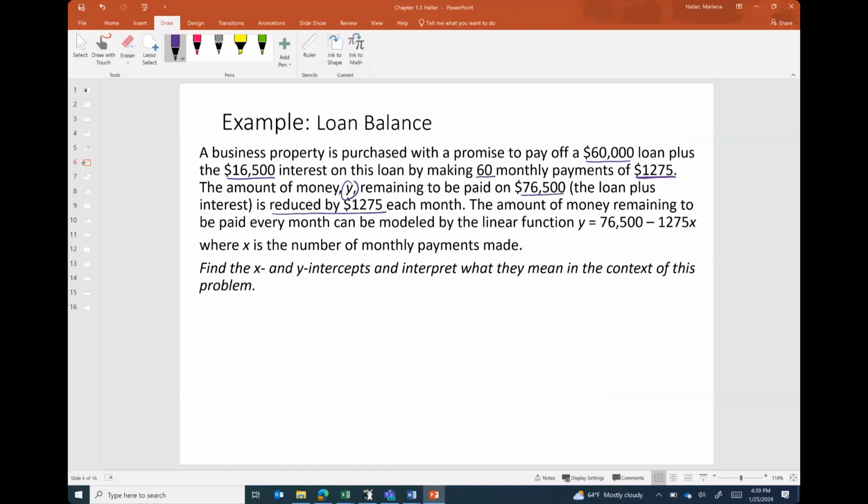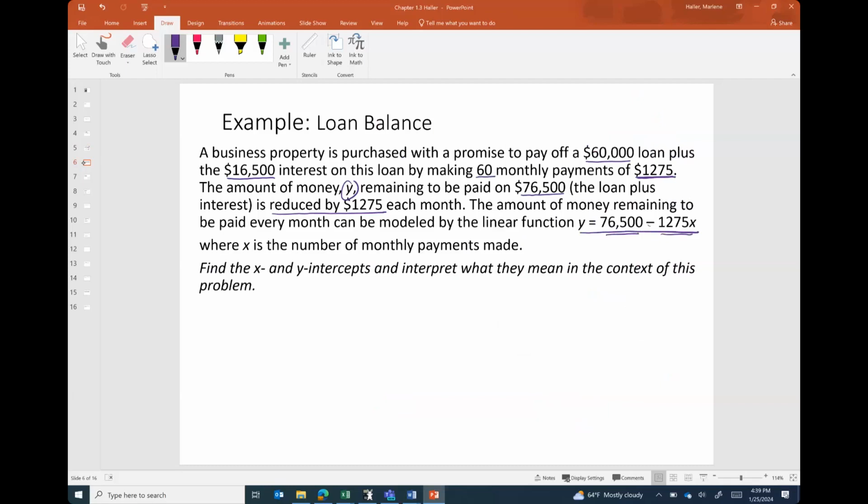It's going to be reduced by $1,275 each month. Therefore, we can write an equation or a function to tell us the amount of money remaining to be paid every month. And that function looks like this. Y, the amount remaining on the loan, is equal to 76,500, the initial amount, minus 1275x, where x is the number of payments that have been made. Okay, let's see if we can find the x and y intercepts of this function and interpret what they mean in context of the problem.